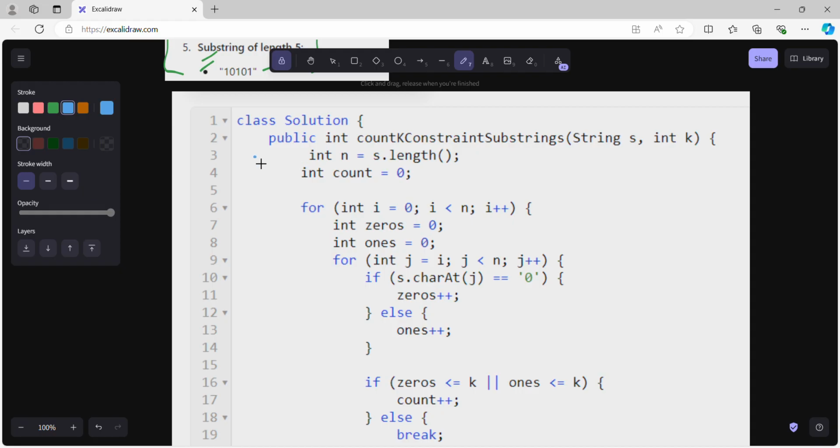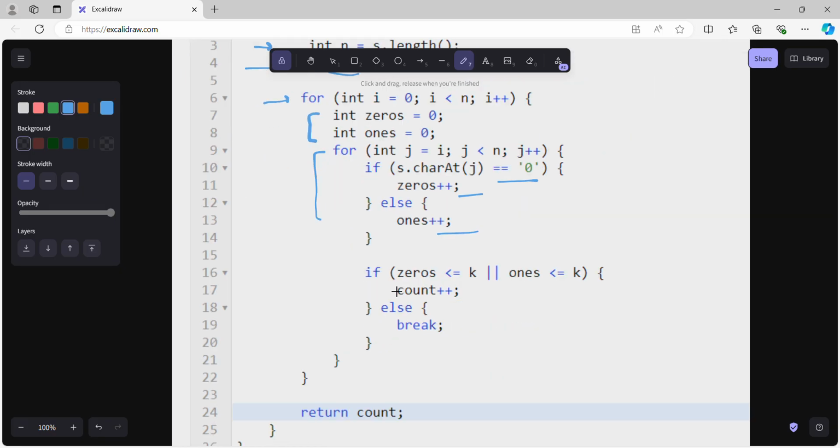So here first I am calculating the length of my string. Initially the overall count is equal to 0. Then I am running one loop i, and inside this I am counting the number of zeros and number of ones I have till now. Then I am running one j loop starting from i, and I am checking if my character is 0, then I am incrementing the count of zeros, otherwise I am incrementing the count of ones.